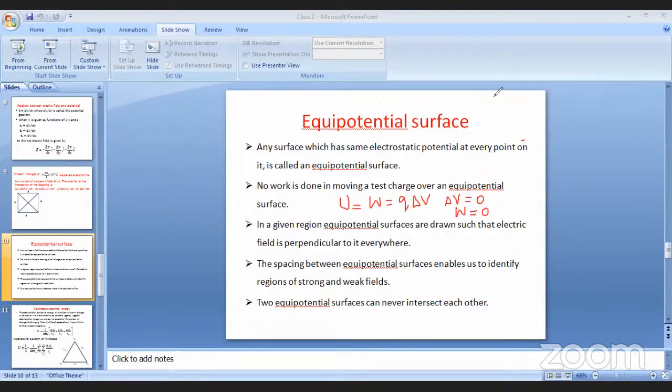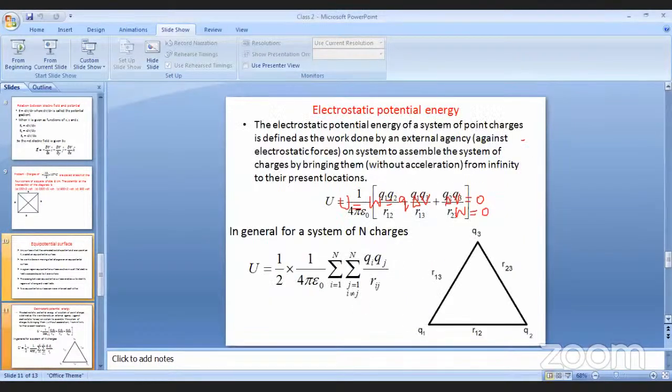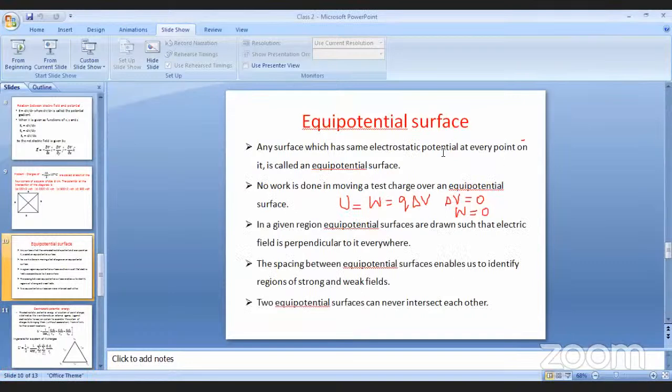Then the next point about the equipotential surface is they are drawn such that the electric field is perpendicular to it everywhere. Okay, the equipotential surfaces are usually drawn. Once again, let me clear this annotation so that I can show you the next slide. So here, when you draw the equipotential surfaces, you should draw such that the electric field is perpendicular to it.